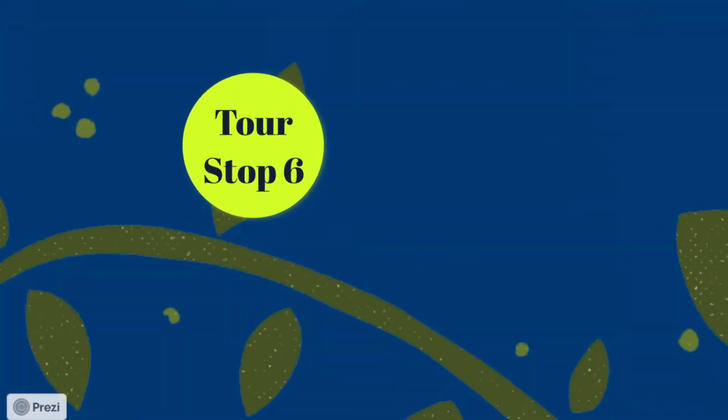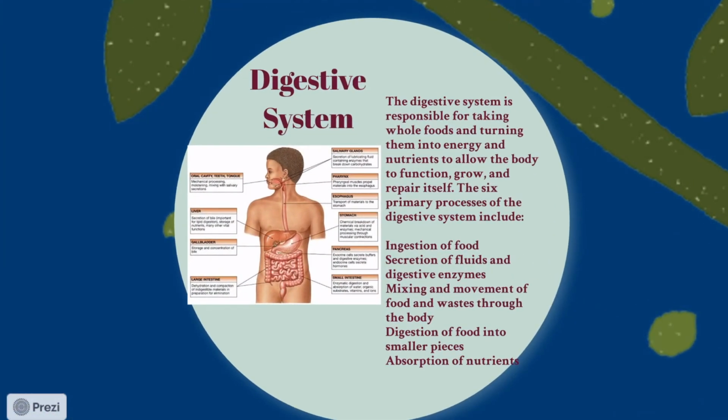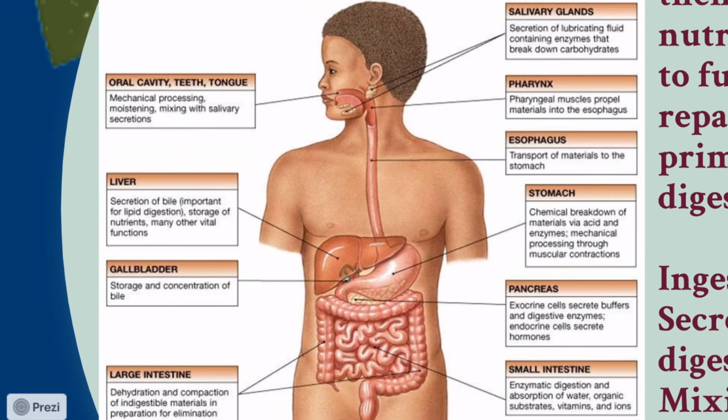And for our next stop, we have the digestive system. The digestive system is responsible for taking whole foods and turning them into energy and nutrients to allow the body to function, grow, and repair itself. The 6 primary processes are ingestion of food, secretion of fluids and digestive enzymes, mixing and movement of food and waste through the body, digestion of food into smaller pieces, and absorption of nutrients. And right here, I put a picture of each part of the body and its function to help the human body digest food and things of that nature.